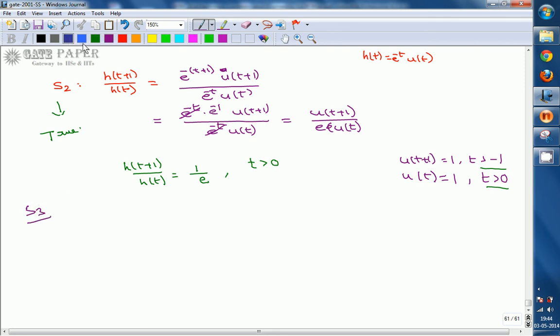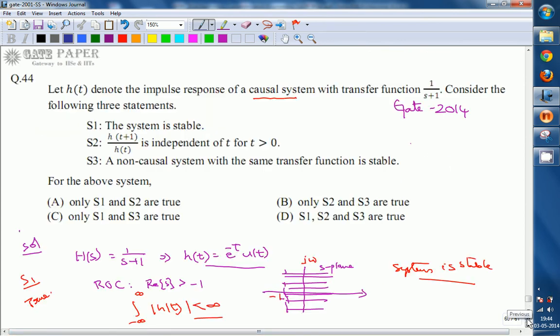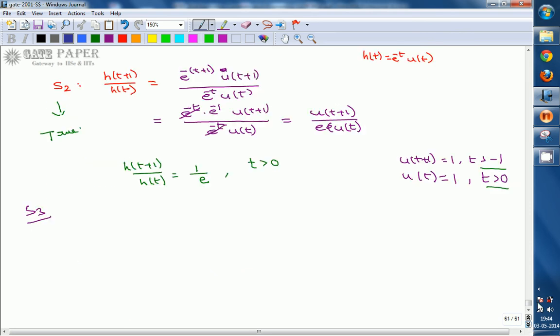Statement S3 says that a non-causal system with the same transfer function is stable. The given system is causal, but statement 3 takes a non-causal system with the same transfer function. So taking the same transfer function H of s equals 1 by s plus 1, considering that the system is non-causal.